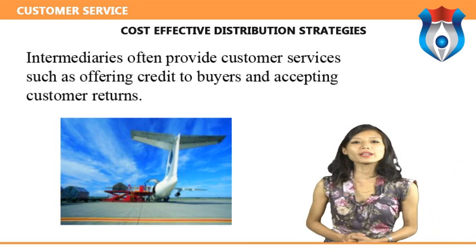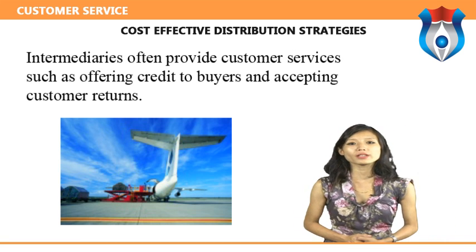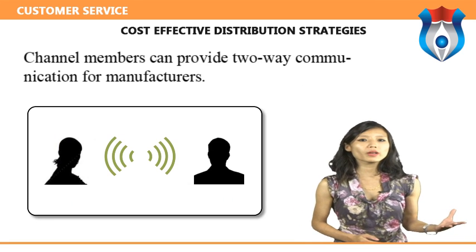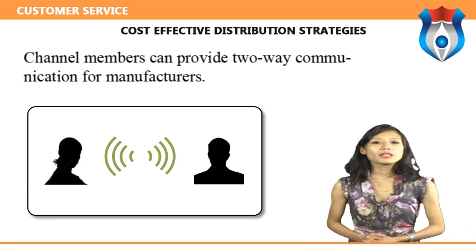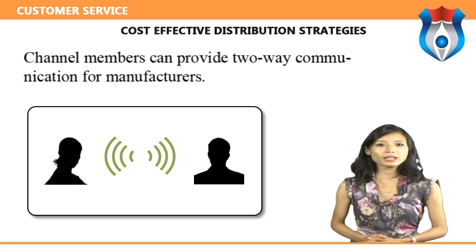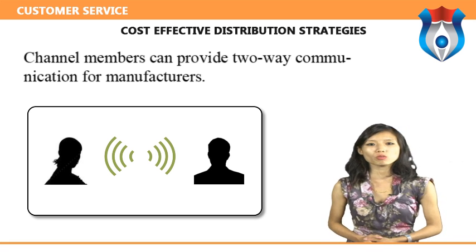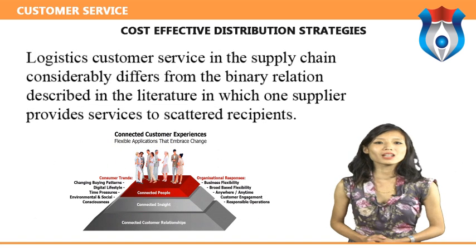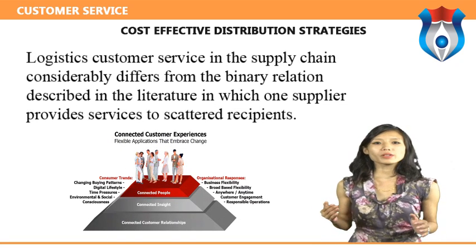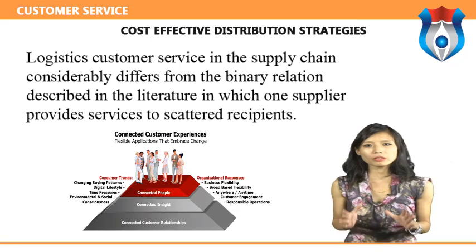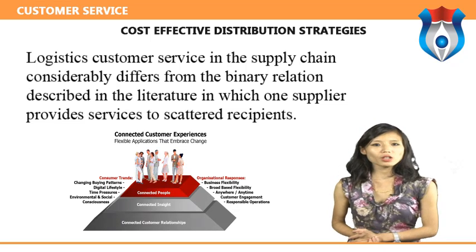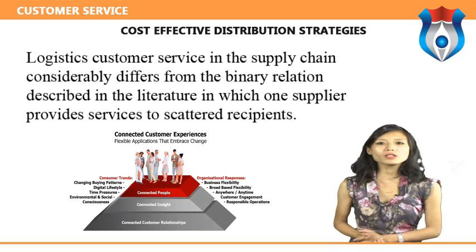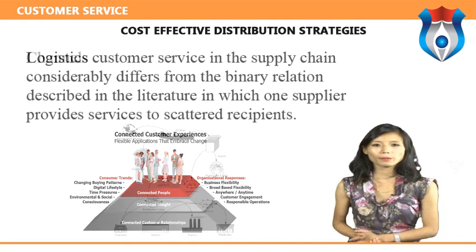Intermediaries often provide customer services such as offering credit to buyers and accepting customer returns. Channel members can provide two-way communication for manufacturers. They may supply the sales force, advertising, and other marketing communication necessary to inform consumers and persuade them to buy. Logistic customer service. Logistic customer service in the supply chain considerably differs from the binary relation described in the literature, in which one supplier provides services to scattered recipients.